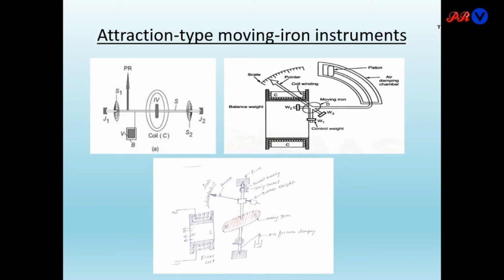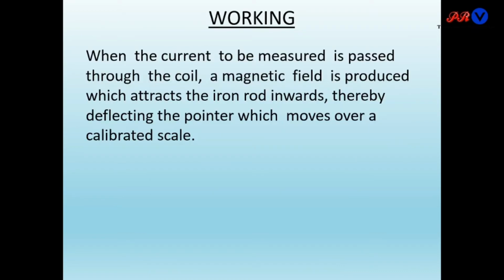So this is a very basic circuit for understanding. You can use any of these circuits. Working: when the current to be measured is passed through the coil, a magnetic field is produced which attracts the iron rod inwards, thereby deflecting the pointer, which moves over a calibrated scale.